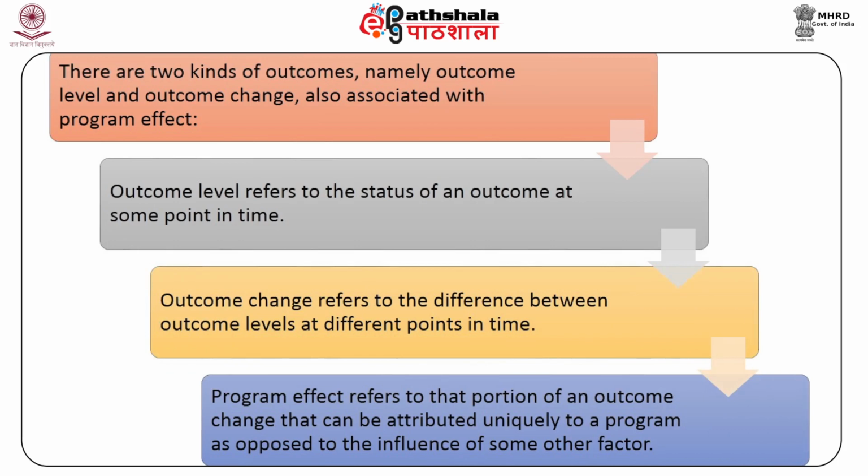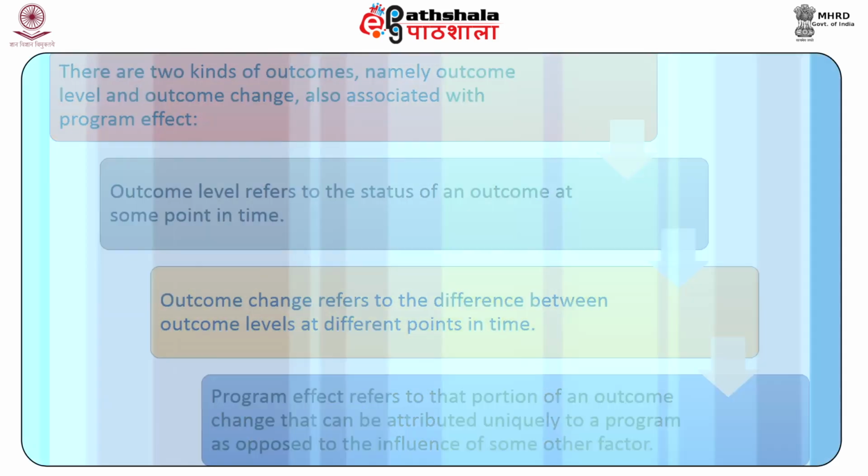There are two kinds of outcomes, namely outcome level and outcome change, also associated with program effect. Outcome level refers to the status of an outcome at some point in time. Outcome change refers to the difference between the outcome levels at different points in time. Program change refers to that portion of an outcome change that can be attributed uniquely to a program as opposed to the influence of some other factor.